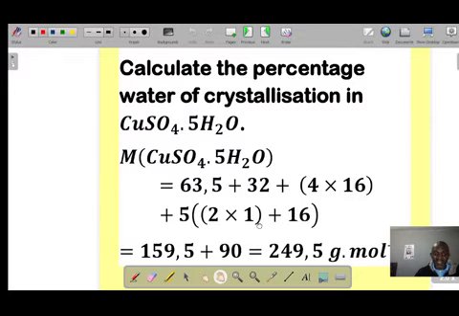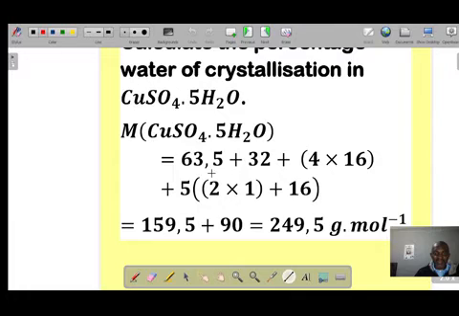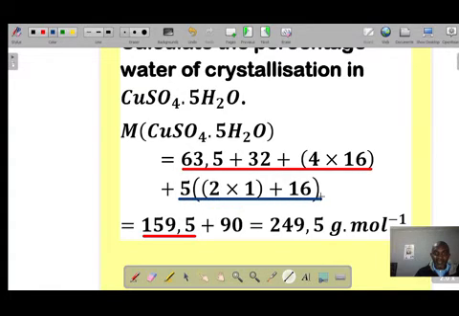So if I simplify this, I can see that from here, check it out, guys, it gives me 159.5 grams. And then for the five water, it gives me 90 grams. So because I want to find the percentage of water of crystallization, I divide the 90 grams by the total mass of CuSO4·5H2O, which is this one here, and then I multiply by 100, because I need to find the percentage. Let us check it out. 90 divided by 249.5. 90 divided by 249.5.